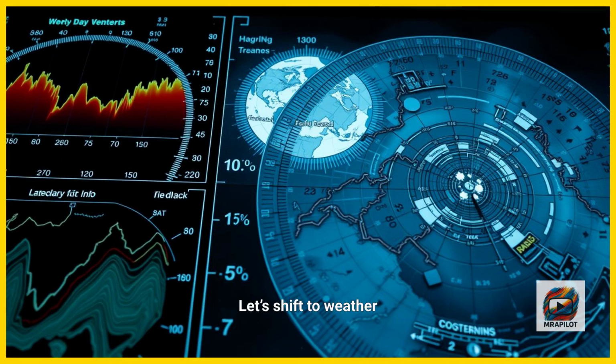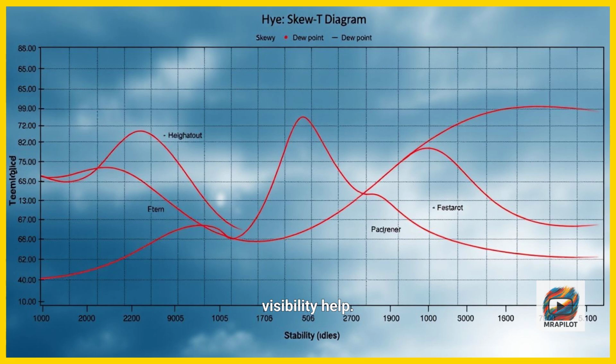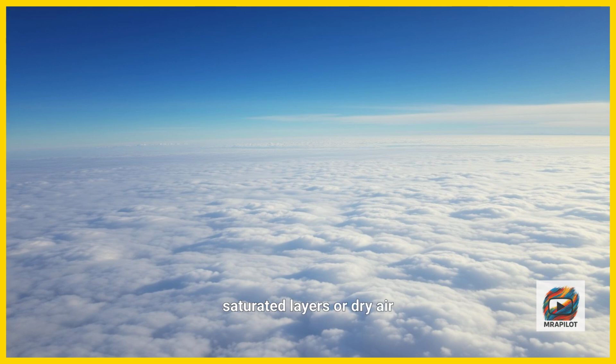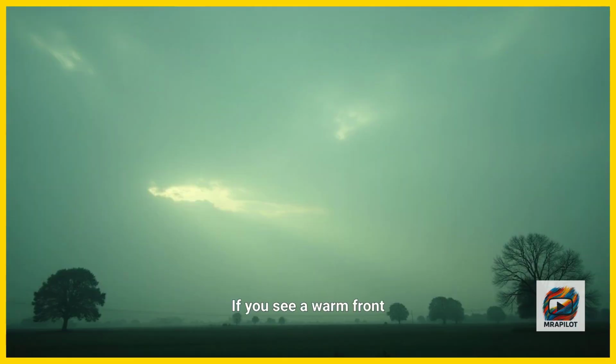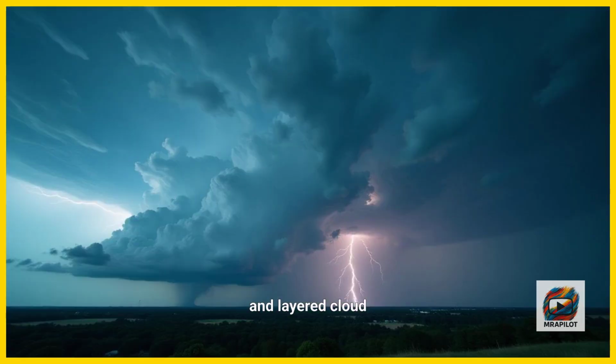Let's shift to weather charts. Moisture content isn't always obvious, but clues like dew point spreads, cloud bases, and visibility help. SCUT diagrams and upper air soundings show humidity profiles, key to spotting saturated layers or dry air aloft. Moisture also appears in prog charts, often indicated by frontal boundaries or precipitation zones. If you see a warm front ahead, expect increasing humidity, lower ceilings, and layered cloud development. A cold front often brings convective moisture and abrupt changes.